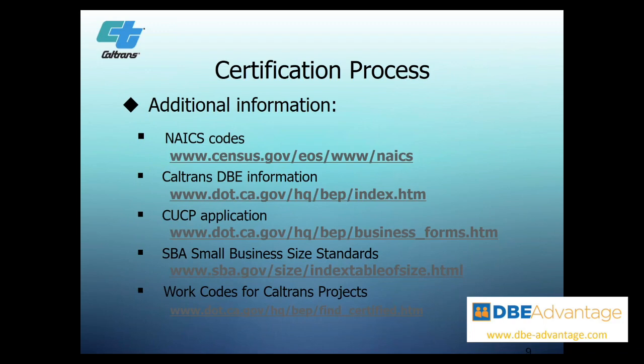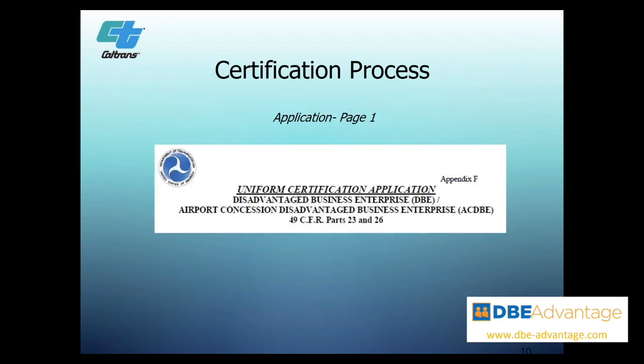As it relates to small business size standards, if you're not sure what size standard is applicable to your primary NAICS code, that's available here through the SBA Small Business Size Standards link. And then lastly, Caltrans also provides work codes. So when you get your DBE certification through Caltrans or through the certifying agencies here in California, very likely the work codes will also be identified for your firm. So it's important that you look at those work codes to ensure that they cover the work that you're doing.